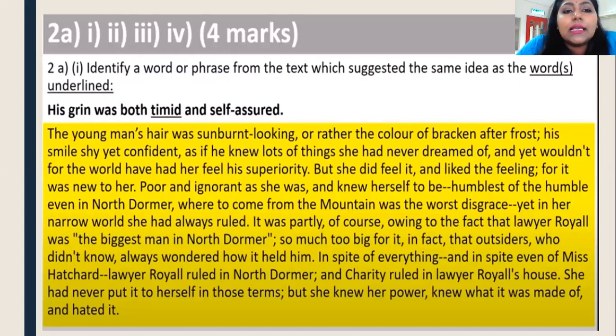Okay, so this is an example of the first question. Identify a word or phrase from the text which suggests the same idea as the words underlined. So this is an example: "his grin was both timid and self-assured." So when you talk about his grin here, the keyword grin means a bright smile. So in this particular paragraph, you need to look for the idea about his grin. Therefore you can easily get the answer for the word timid.